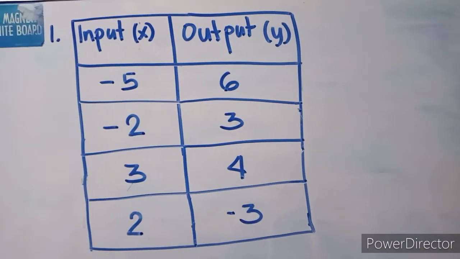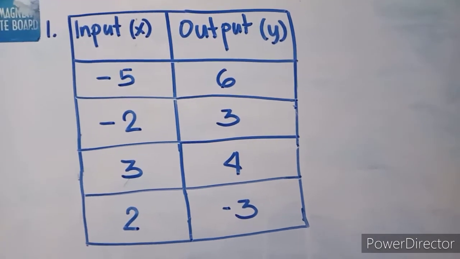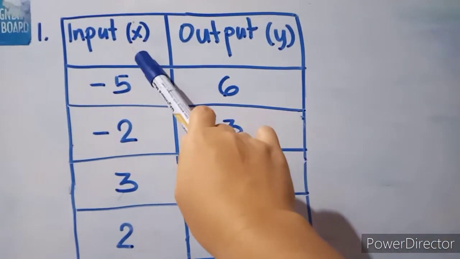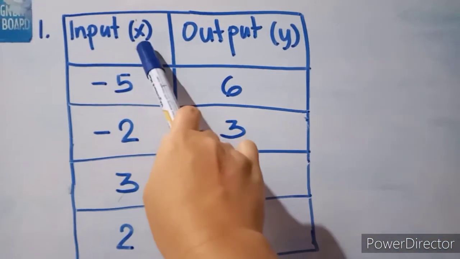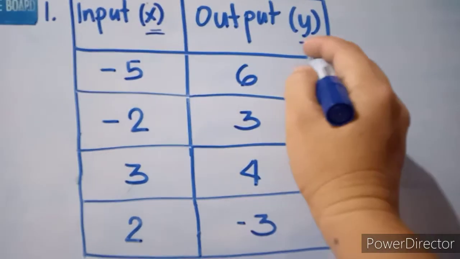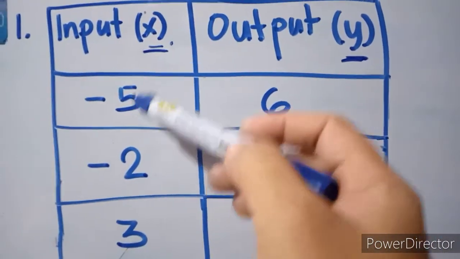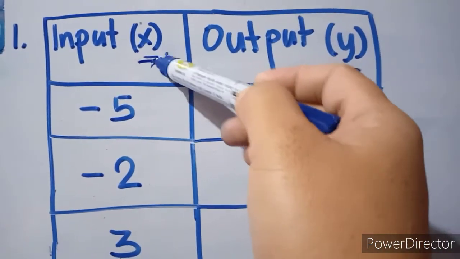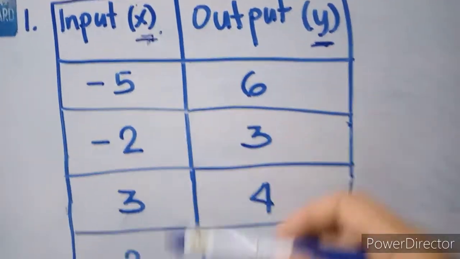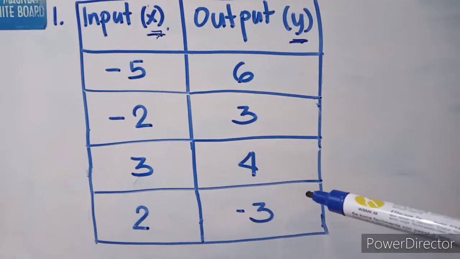If you're given a table of values and you're going to identify if it is a function or not, as you can see here, this is the input or the x values. Input is our x, output is our y. Input is our x, the number that we put in x. So that is input. The output is our y. Now, how are we going to identify this as a function or not a function?